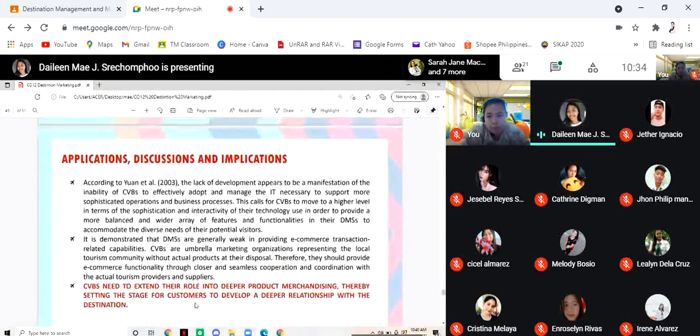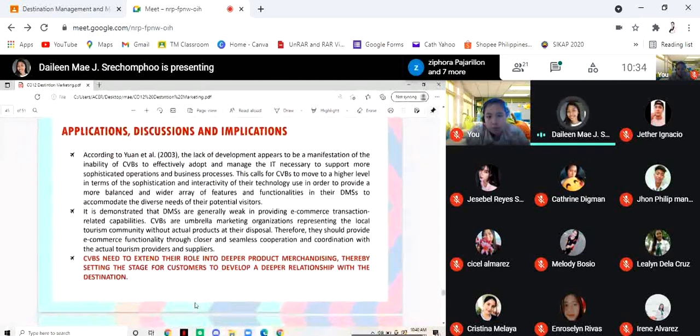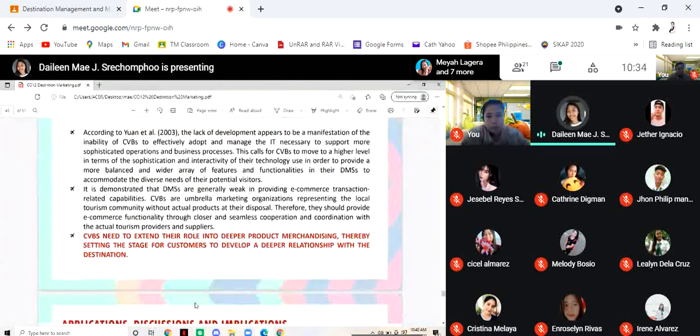So, CVBs need to extend their role into a deeper product meaning merchandising, thereby setting the stage for customers to develop a deeper relationship with the destination. So, kailangan daw na CVBs na ma-merchandise ng maayos yung kanilang destination para ma-maintain yung customer loyalty.